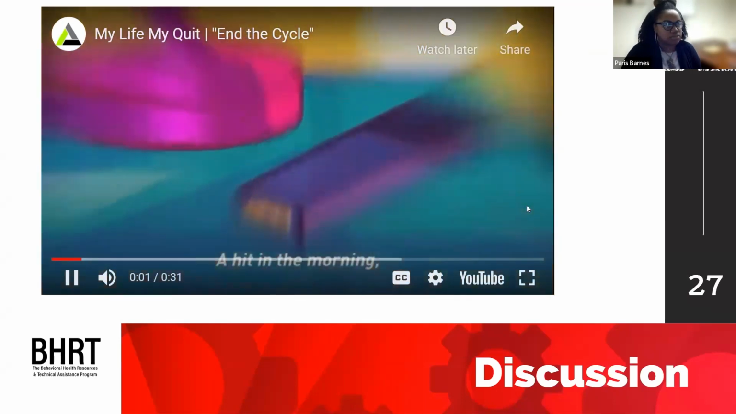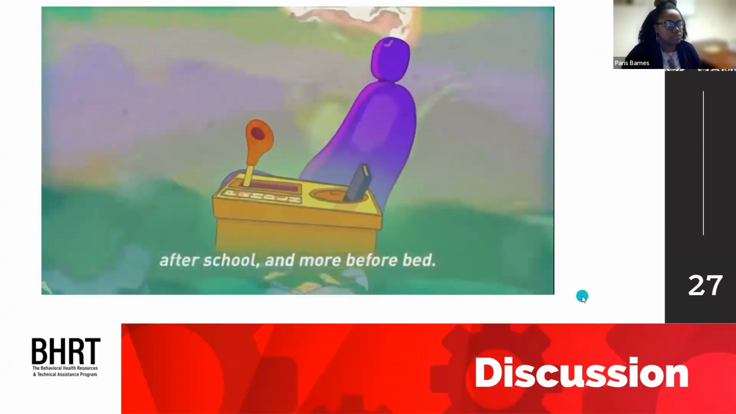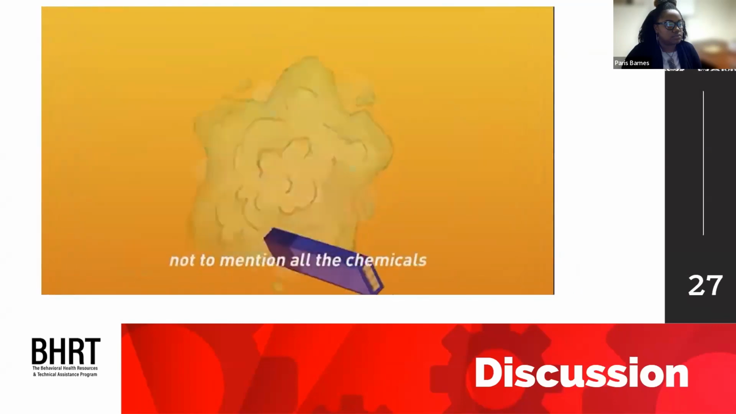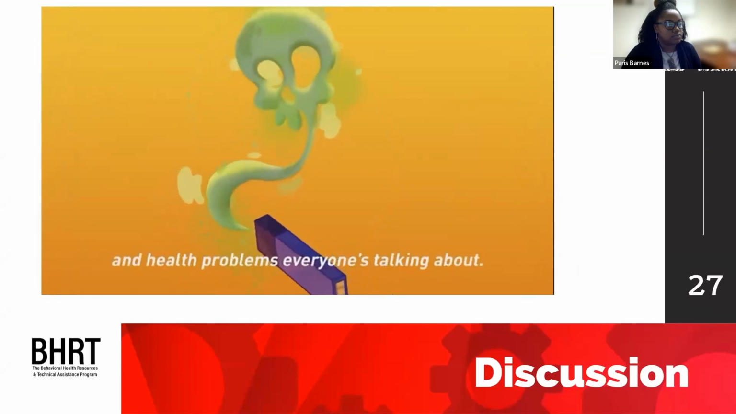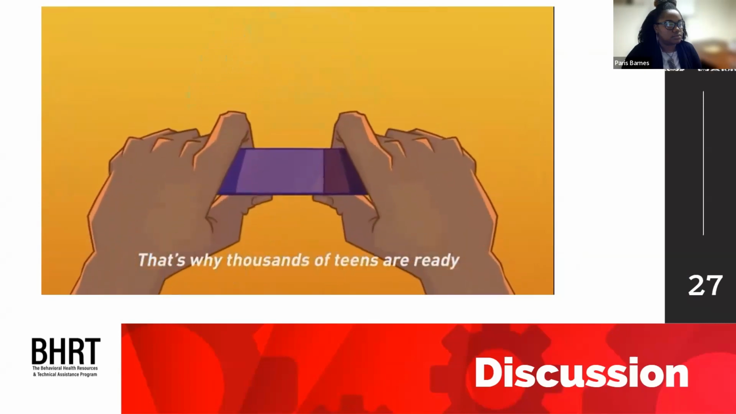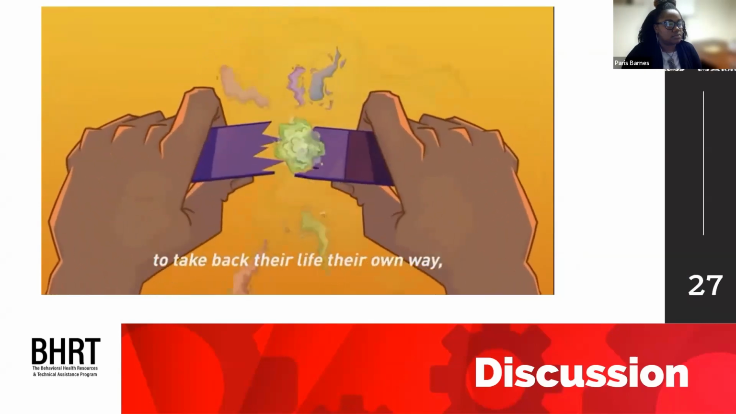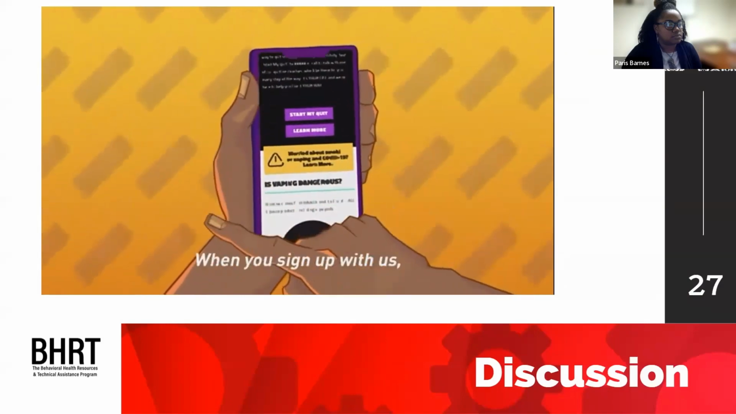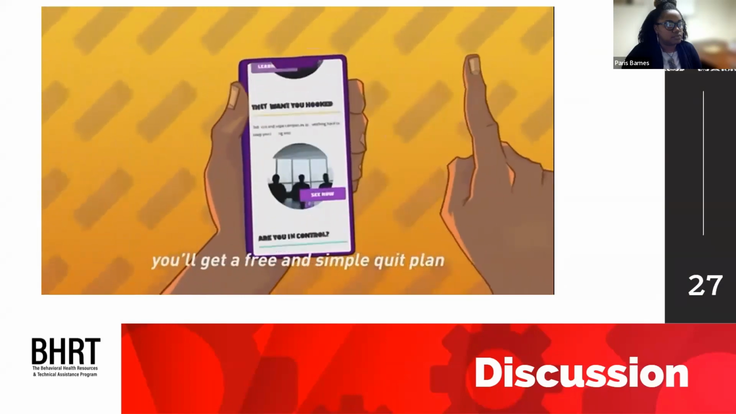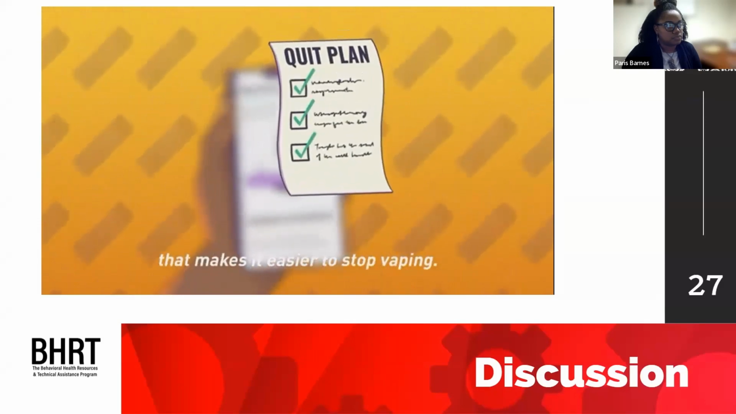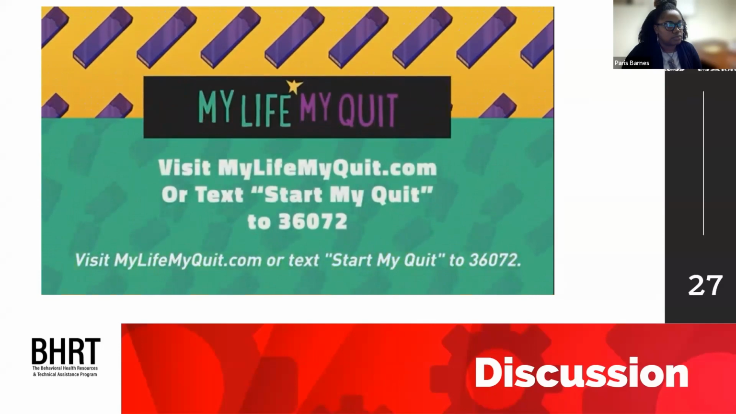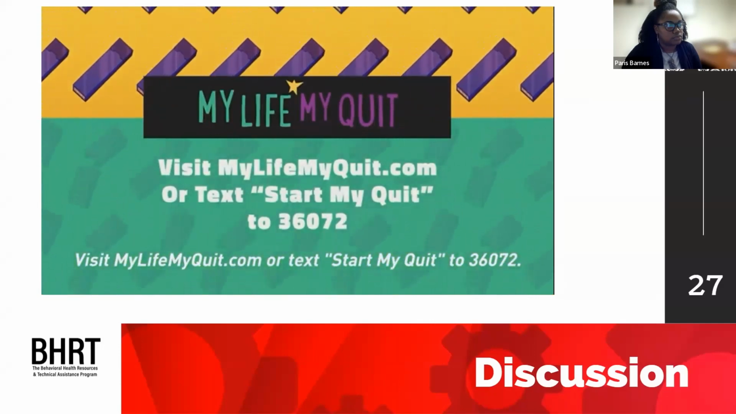A hit in the morning, another between class, after school, and more before bed. Vaping sucks you in quick. Not to mention all the chemicals and health problems everyone's talking about. That's why thousands of teens are ready to take back their life their own way with My Life, My Quit. When you sign up with us, you'll get a free and simple quit plan that makes it easier to stop vaping. Visit mylifemyquit.com or text Start My Quit to 36072.